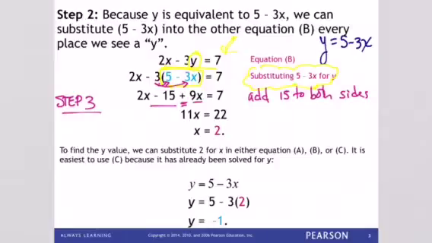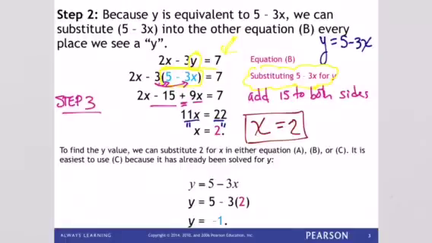Okay, and so we come up with 11x equals 22. And then we're going to divide both sides by 11 to get x equals 2. So now we know that the place where these two lines intersect has an x value of 2. This is key. This is half of our answer. We now have to find the y coordinate.